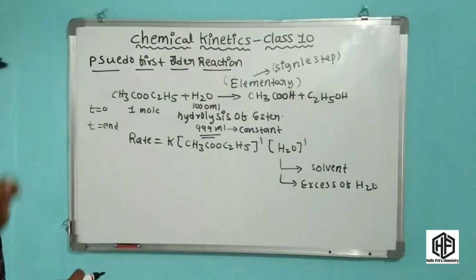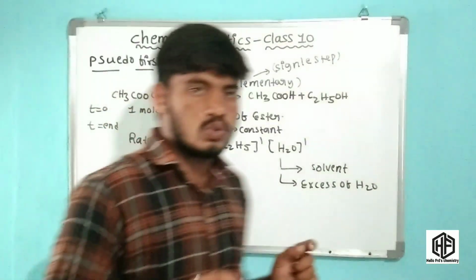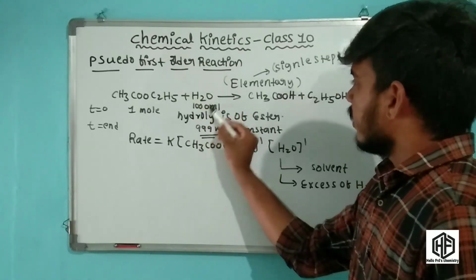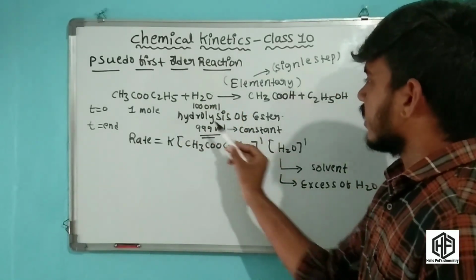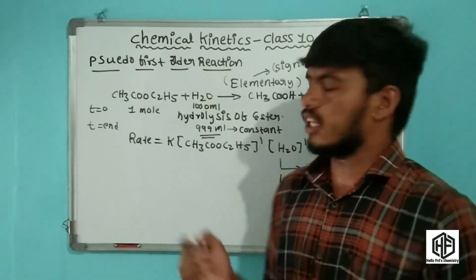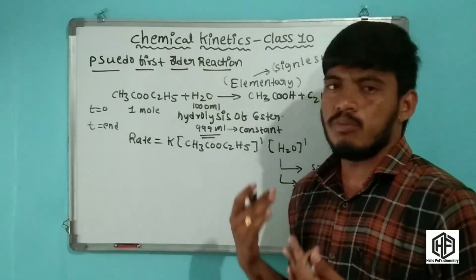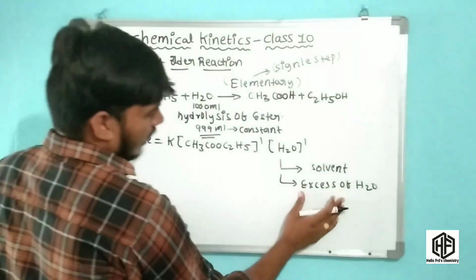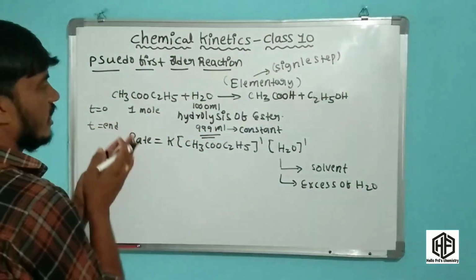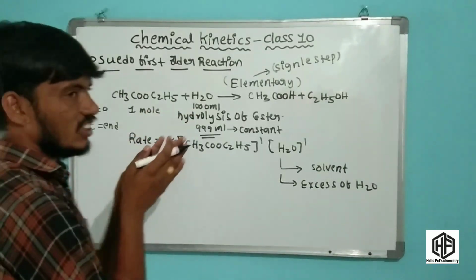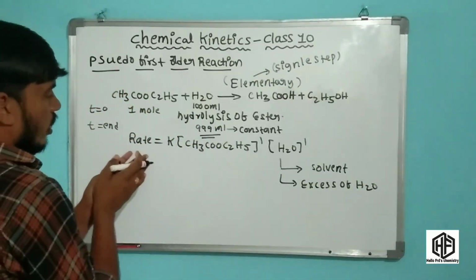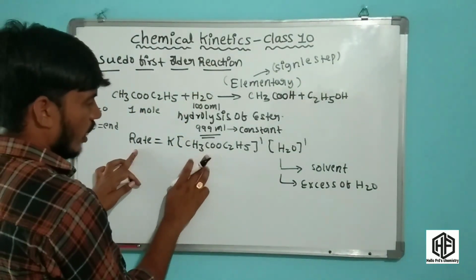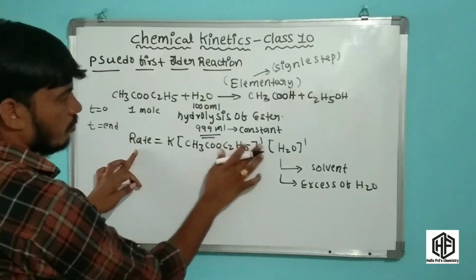Okay friends, this is the hydrolysis of ester. Ester is reacted with the water. This H2O is a constant in this reaction according to chemical equilibrium. The active mass of H2O is a constant, and as well as it acts as a solvent. The excess of H2O molecules is present in this reaction. This H2O concentration cannot contribute to the rate of reaction. Now the rate of reaction depends upon the concentration of ester power 1.